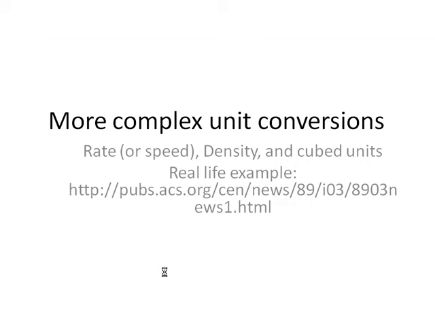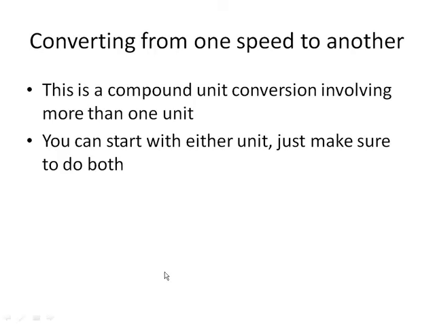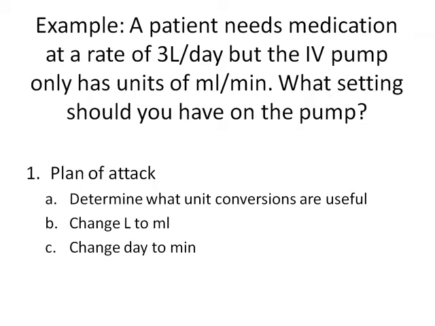And there's a couple of real-life examples you can look up online if you'd like. Commonly where we find this is in rates or speeds. We're taking a compound unit conversion involving more than 1 unit, and then we're converting them. So let's see, we should have an example. So a patient needs medication at a rate of 3 liters per day, but the IV pump only has units of milliliters per minute. And this is actually a relatively realistic thing.